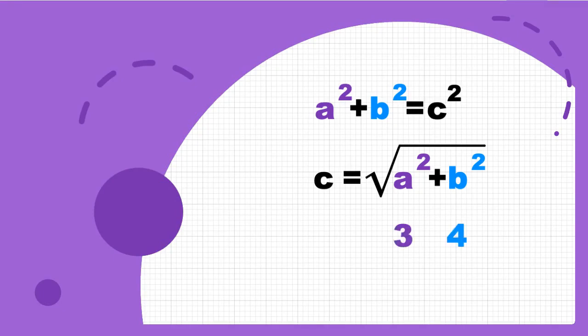For example, if the 2 sides next to the right angle are 3 and 4 centimeters long, we can find the length of the third side by squaring the other 2 lengths, adding them and calculating the square root. 3 squared is 9, 4 squared is 16. Together they are 25. So the hypotenuse is 5 centimeters long.